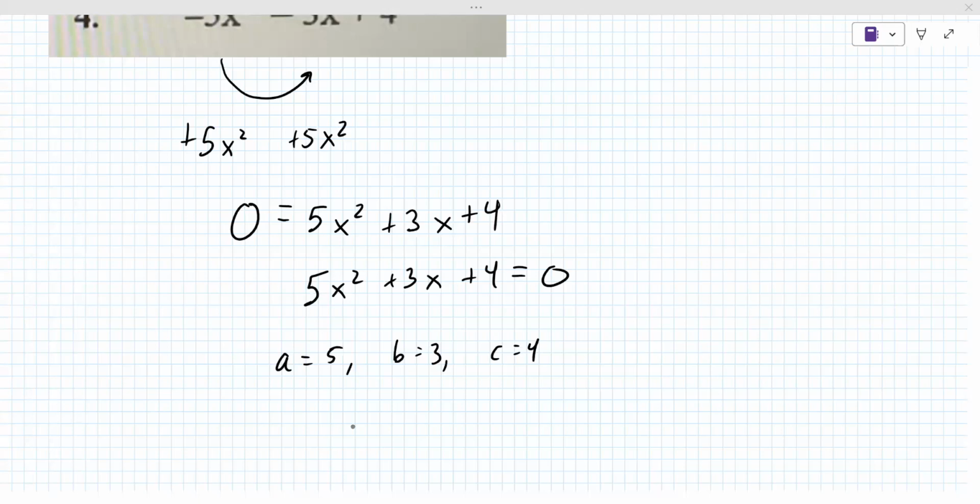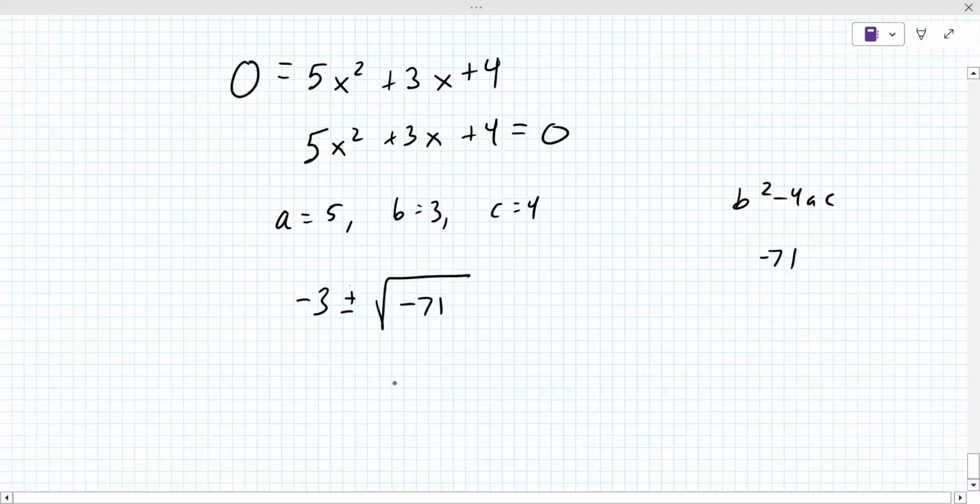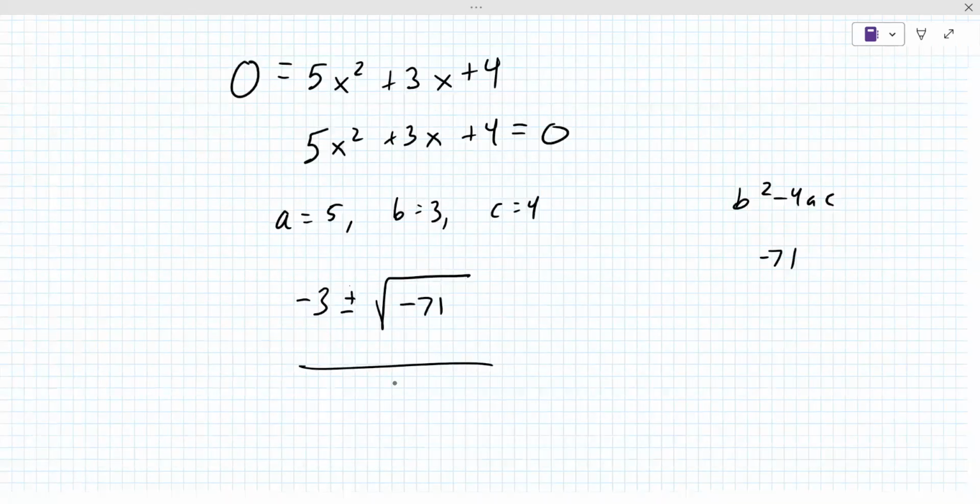Minus 71. Sorry, you said you just did the discriminant. Okay. B squared minus 4ac. You said minus 71. That does look reasonable. 4ac is 80. Okay, that's good. So this is going to be minus 3 plus or minus the square root of minus 71 all over 2 times 5.